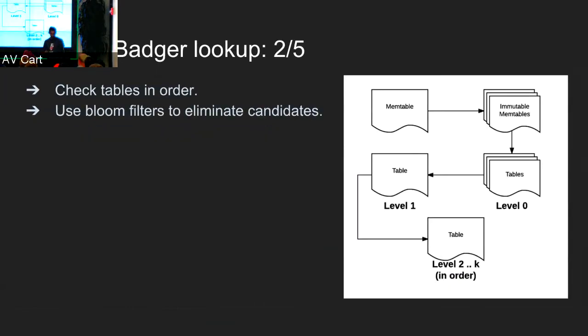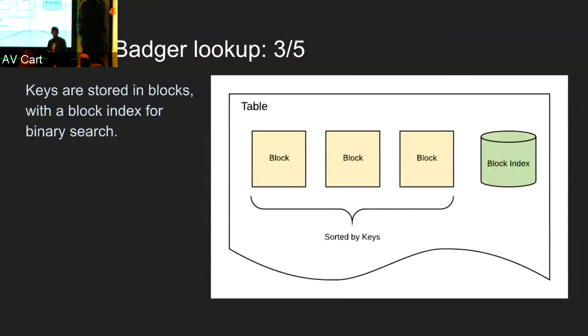And if it is not found, we check all the tables on various levels in the LSM tree in order, stopping when we find the key. Badger uses Bloom filters to eliminate candidate tables before searching within them. Within a table, the keys are stored in blocks of 100 keys. Each table contains a block index, which allows doing a binary search to find the relevant block easily.